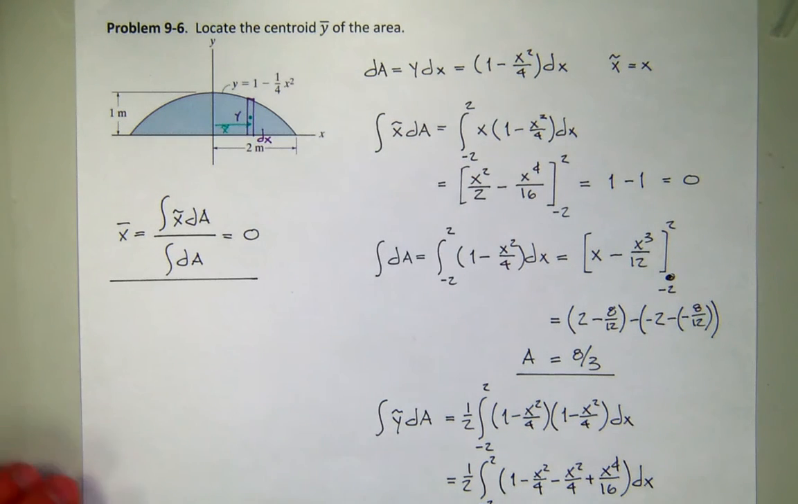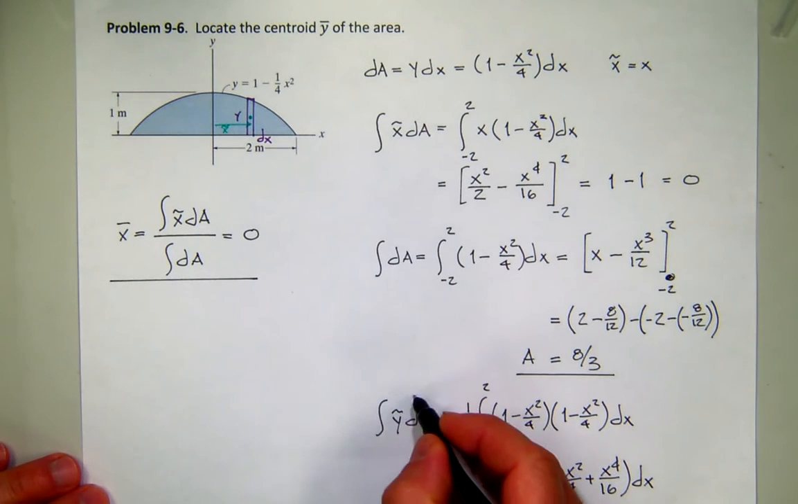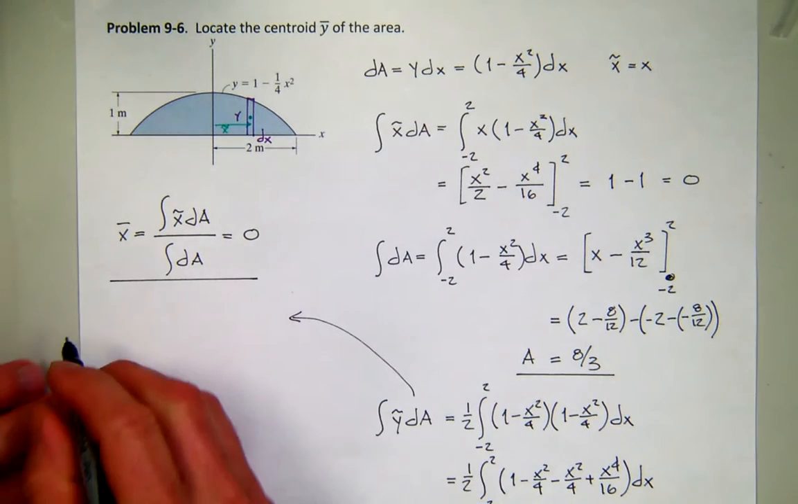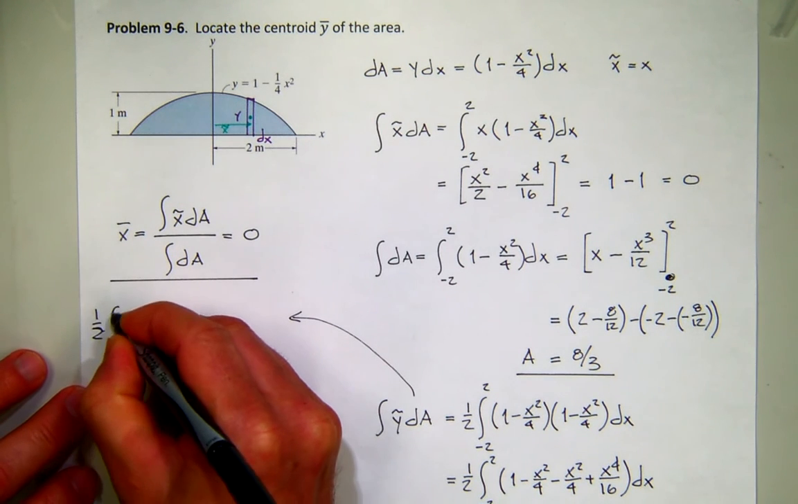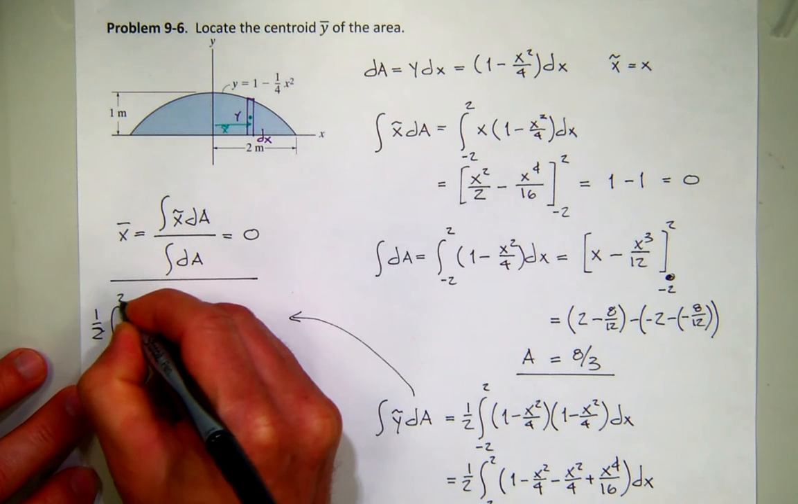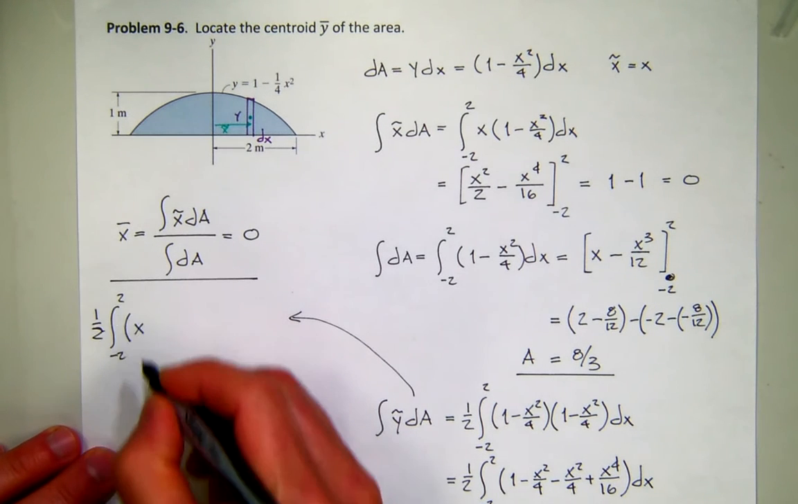Now I have to integrate that. I've taken up too much space. Let me get another piece of paper here. Maybe I can squeeze it in over here. So let's bring this over here. I'm going to have 1/2 the integral from -2 to 2. Let's see what this is going to be. So I've got 1, that's just x. Oops.